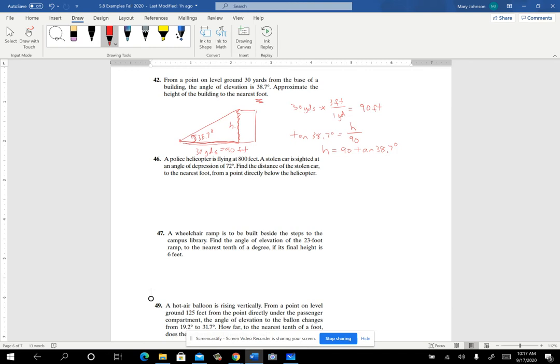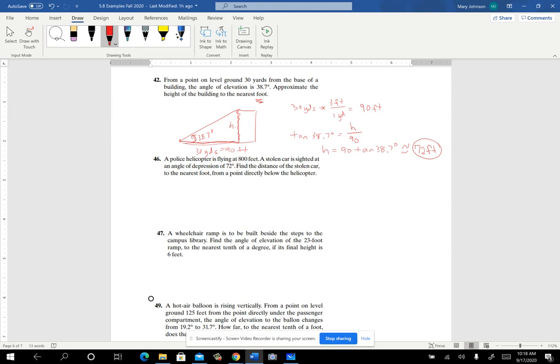And 90 tangent 38.7. Turns out to be, and let's see, it says to the nearest foot, that turns out to be 72 feet. So it's about 72 feet high. Okay. So pretty straightforward, except for the fact that it had the unit conversion thing that you had to do. Okay. All right, so you're going to set up 46 and 47 and work those out.